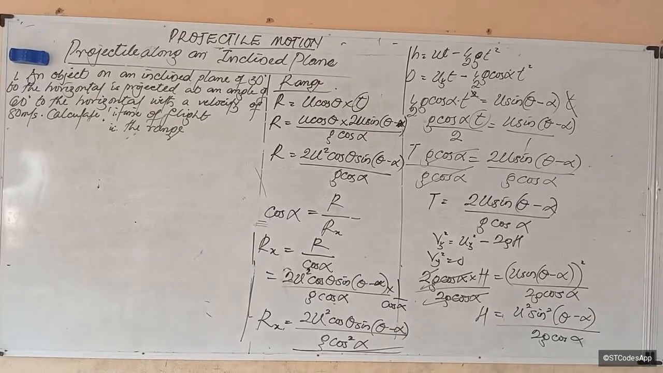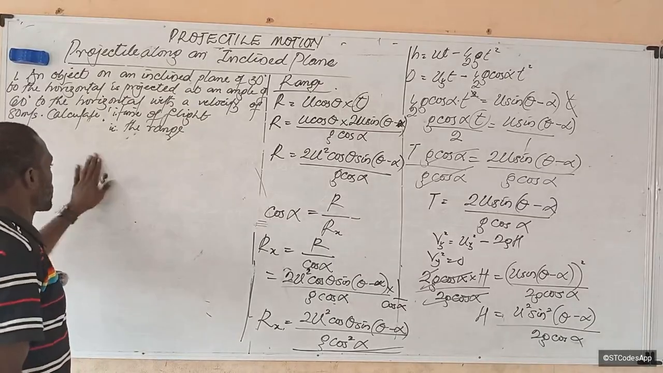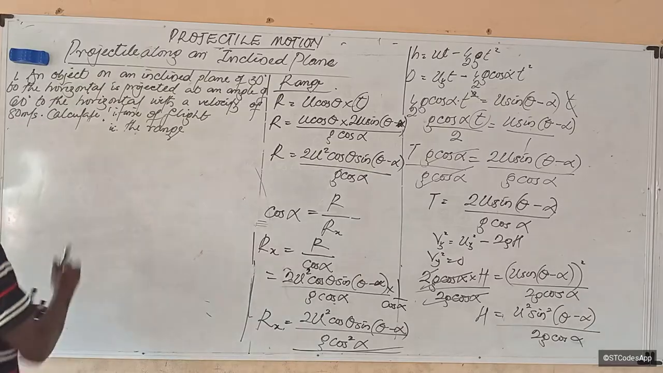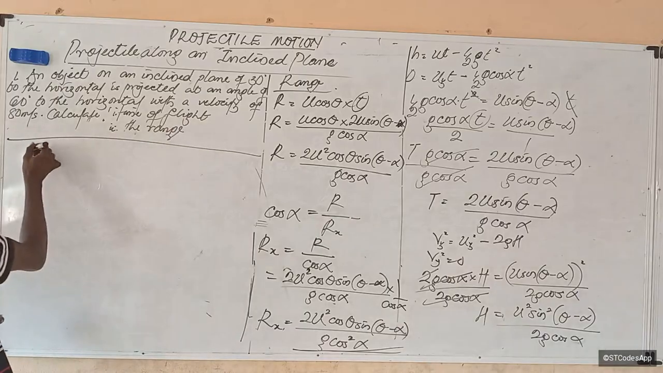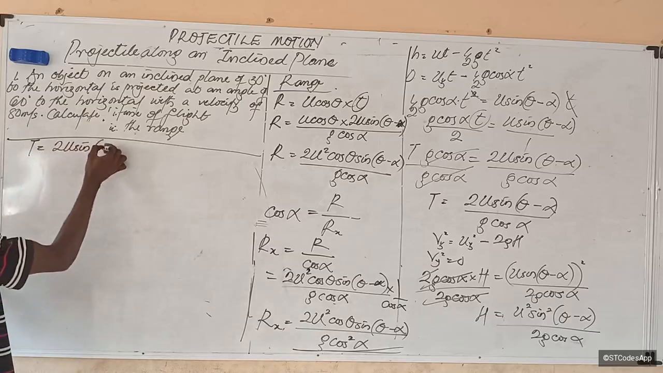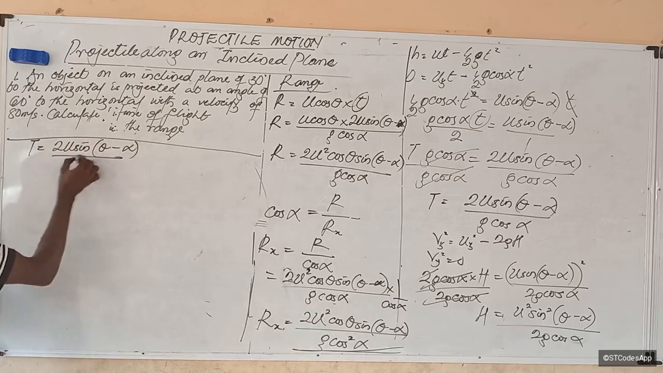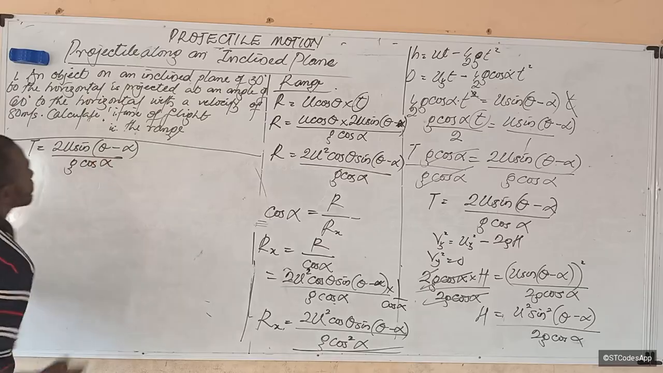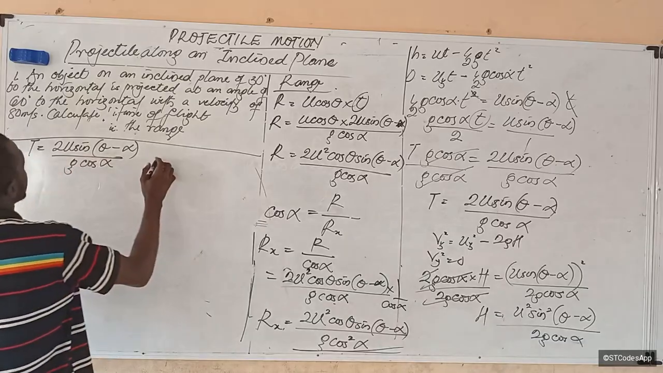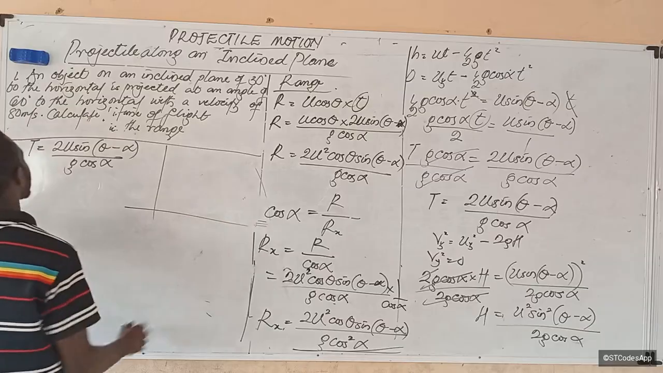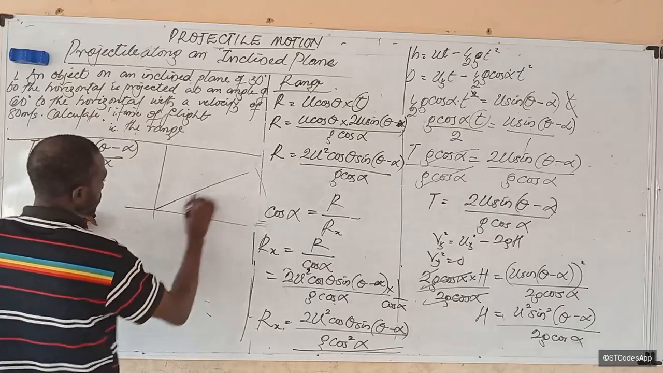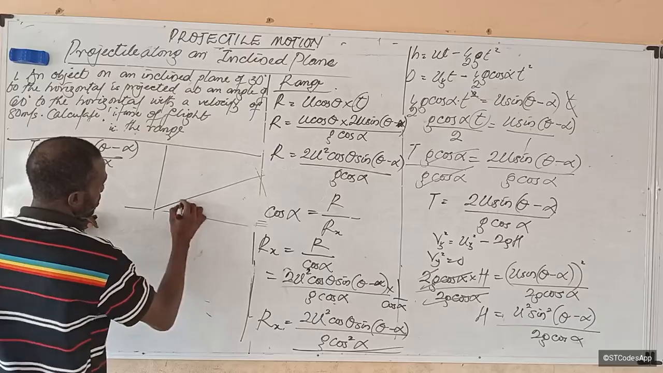This question says we should calculate the time of flight. So for time of flight t, recall that the formula is 2u sine theta minus alpha over g cos alpha. So we need theta. Theta is the angle to the horizontal. Let's interpret the question. It says an object on an inclined plane. So let's say this is our inclined plane. The inclined plane is inclined at an angle of 30 degrees, right? So this is about 30 degrees here.